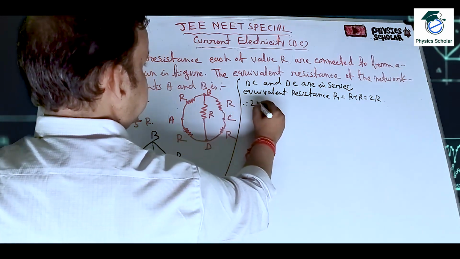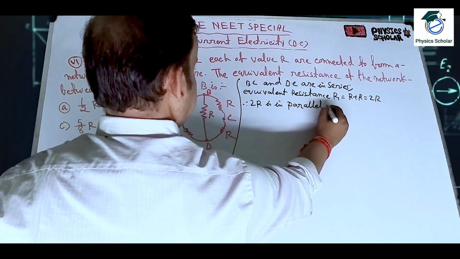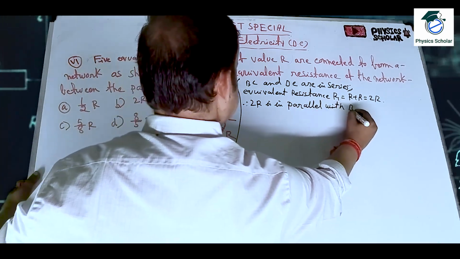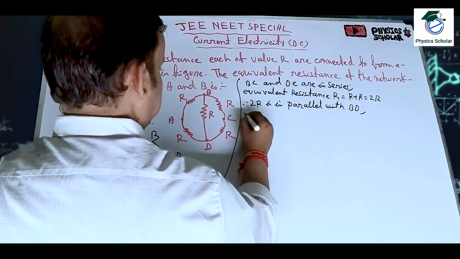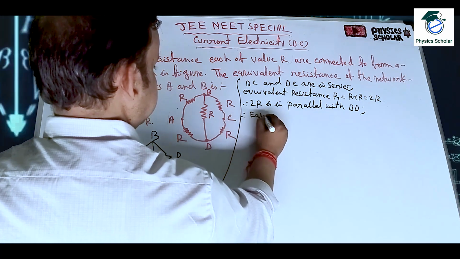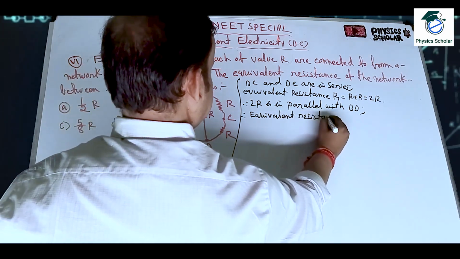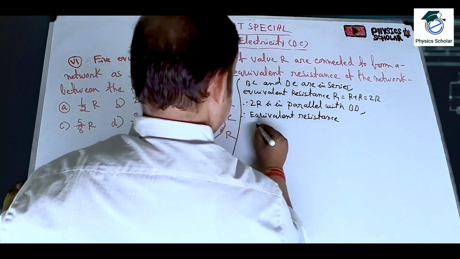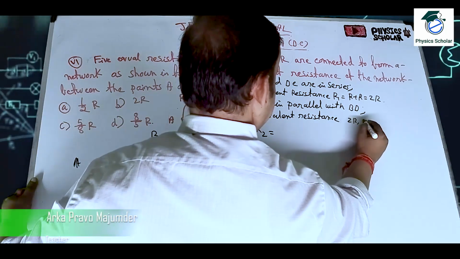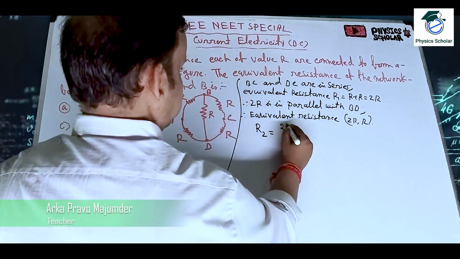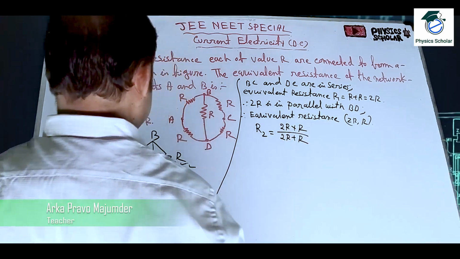Okay, so 2R is in parallel with BD, clear? This is parallel with BD. So the equivalent resistance R2 is equal to what? Two resistors, that means 2R and R are in parallel, so 2R into R by 2R plus R. Clear? That will be what?